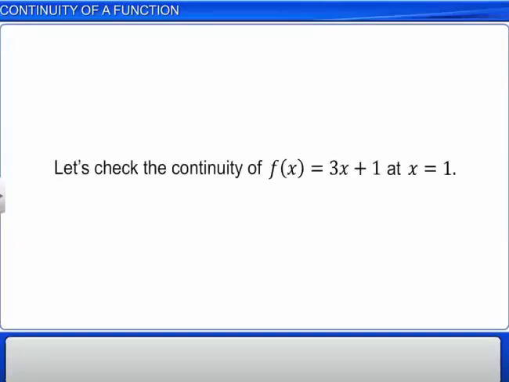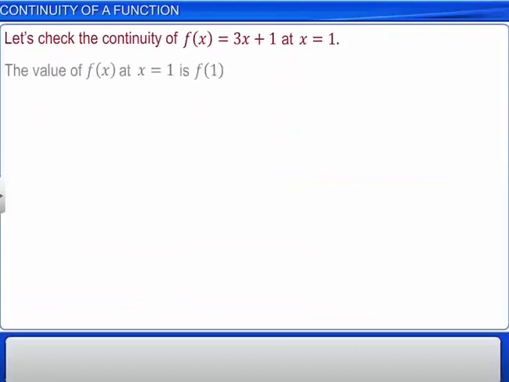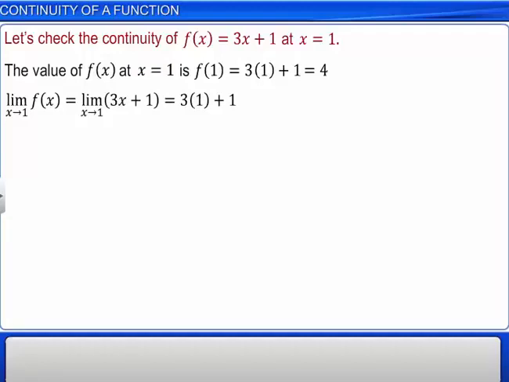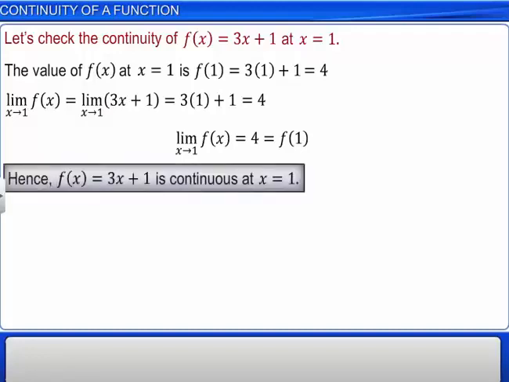Let's apply the definition of continuity to check the continuity of a function f given by f of x is equal to 3x plus 1 at x is equal to 1. It is clear that the value of the function is 4 when x is equal to 1. Next, we'll find the limit of the function as x approaches 1. This is given by the limit of 3x plus 1 as x approaches 1. This is equal to 4. Thus, the limit of the function coincides with the value of the function. Hence, the function is continuous at 1.